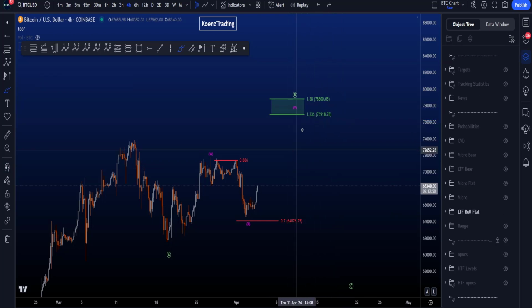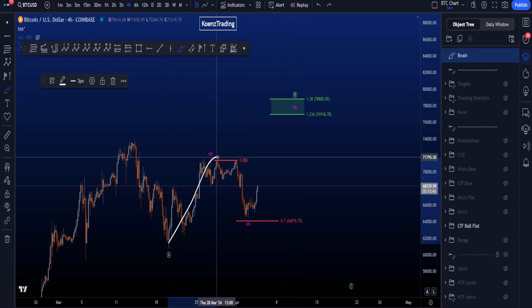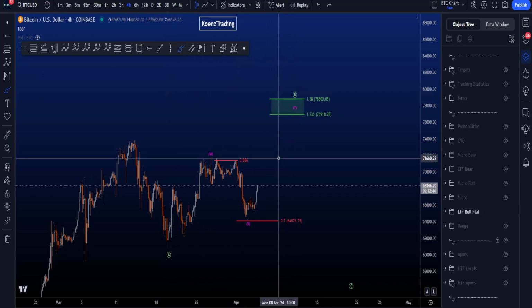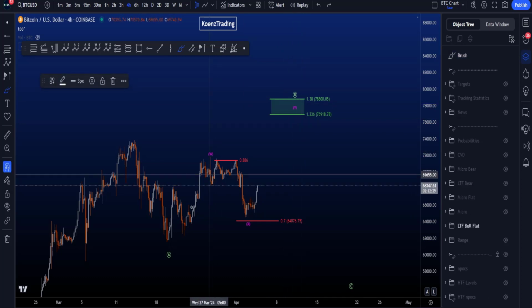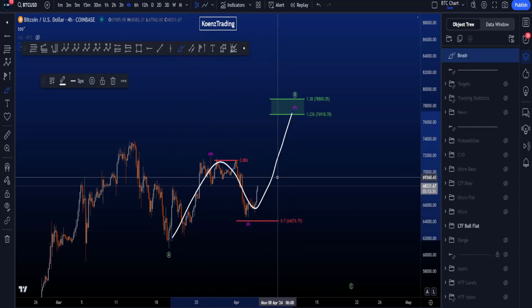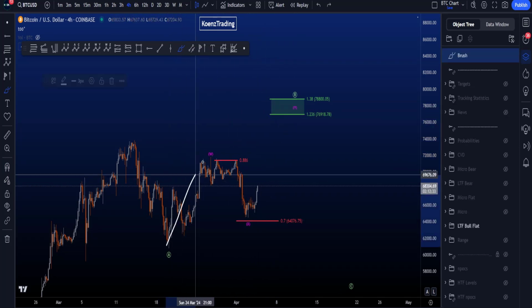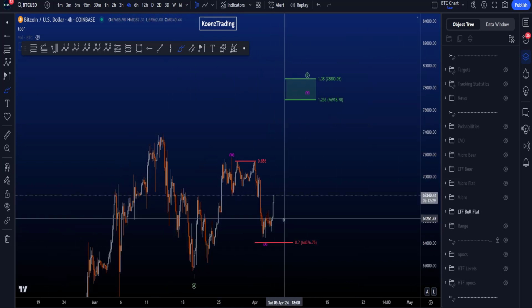76.9k. Now in this scenario as mentioned, we are looking for a three-wave structure in a wave B, labeled here as a wave W, X, Y, double zigzag. Most common pattern in a wave B is a zigzag family structure, so either a 5-3-5 ABC, a WXY double zigzag, or potentially even a triple zigzag, WXYXZ, but a triple zigzag generally is very, very rare.